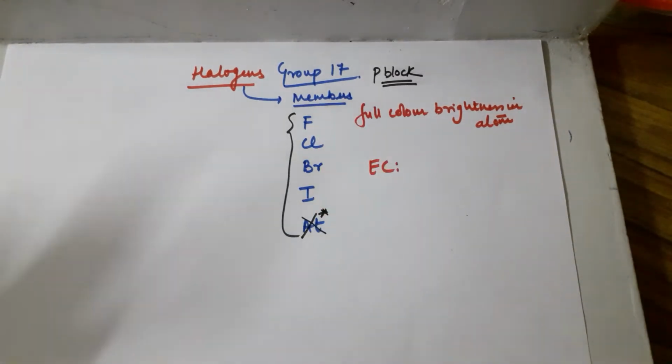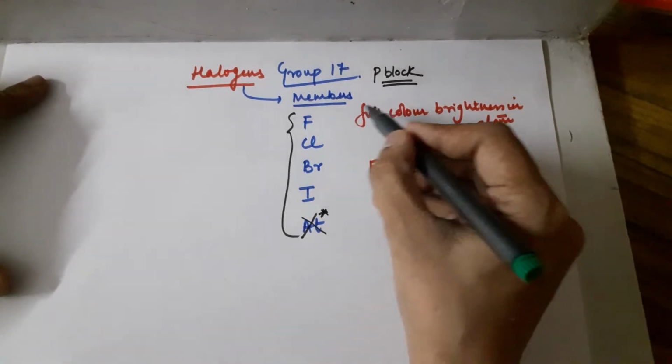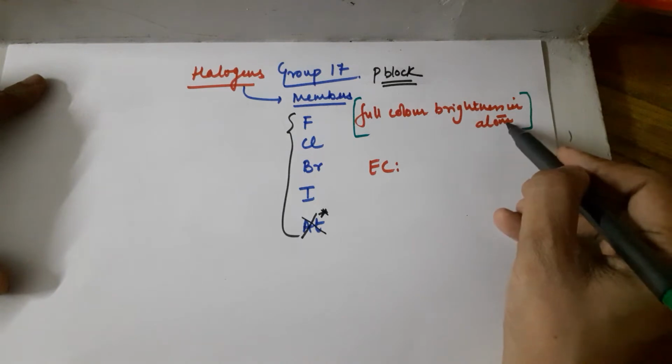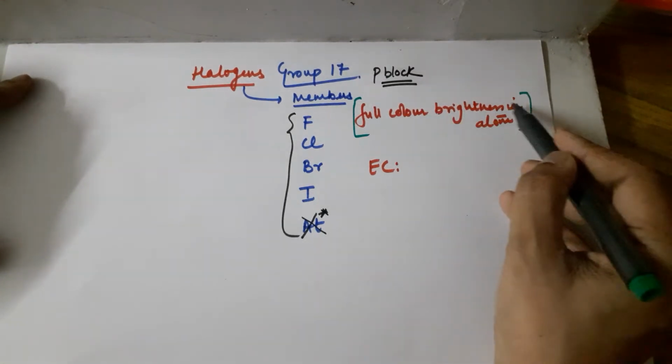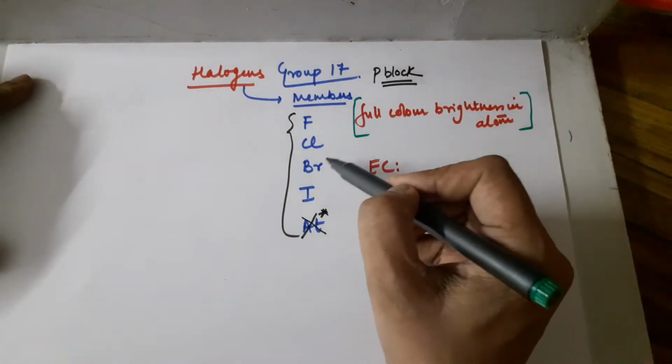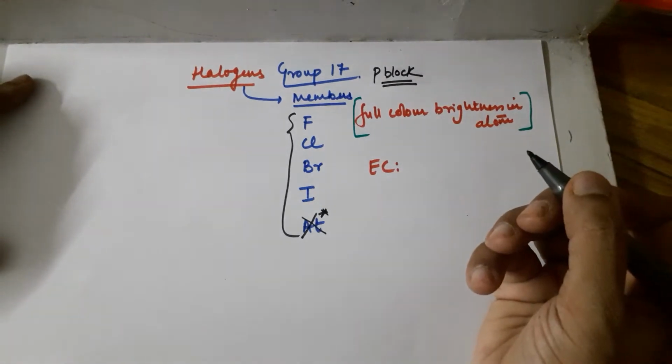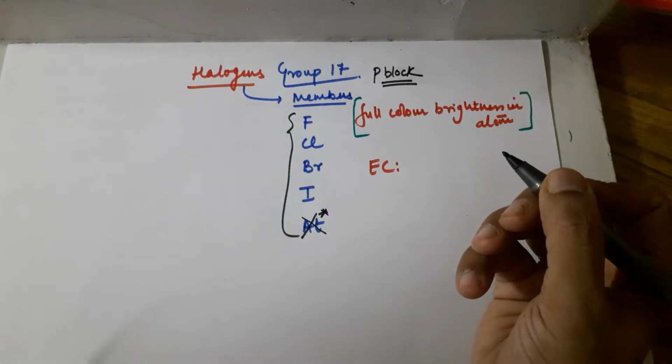Now, to learn the members, it's easier to do it via a shortcut where you can refer to them as "full color brightness in atom." Since I am saying it's "full color brightness in atom," astatine we will not be studying in detail. Talking about the electronic configuration now.